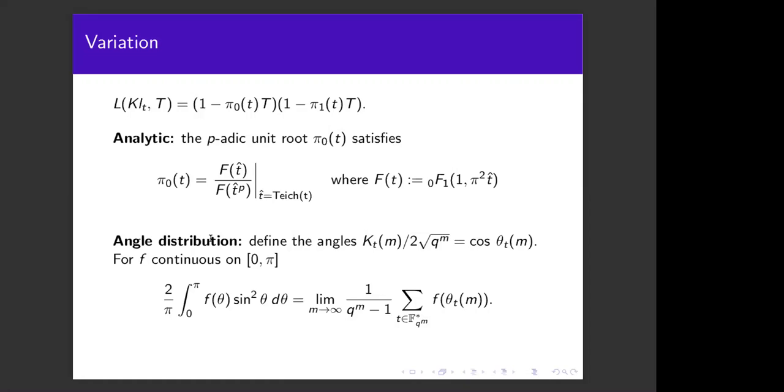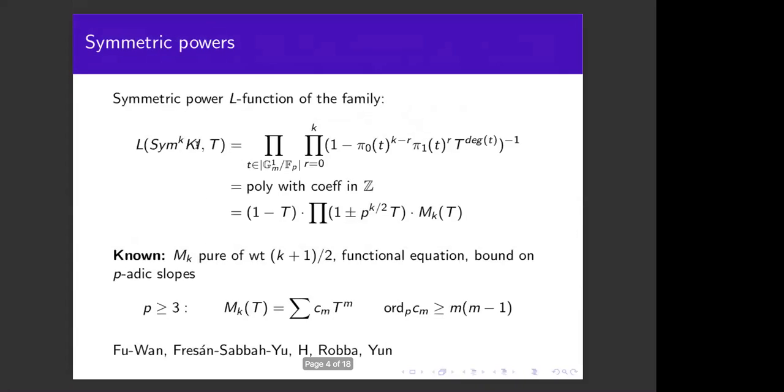All right, so another way to study this variation is by looking at symmetric power L functions of the family. Here I want to focus on this line here, the symmetric power. This product is the symmetric power. You see the pi 0 here and the pi 1. These are the roots to k minus r to r.